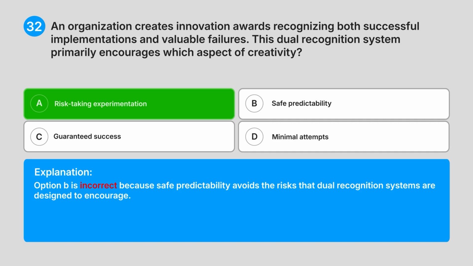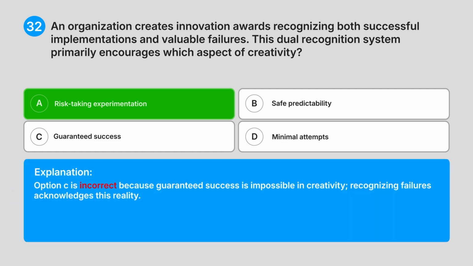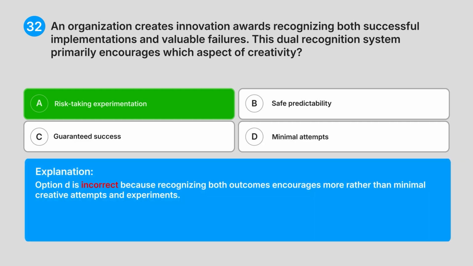Option B is incorrect because safe predictability avoids the risks that dual recognition systems are designed to encourage. Option C is incorrect because guaranteed success is impossible in creativity. Recognizing failures acknowledges this reality. Option D is incorrect because recognizing both outcomes encourages more rather than minimal creative attempts and experiments.